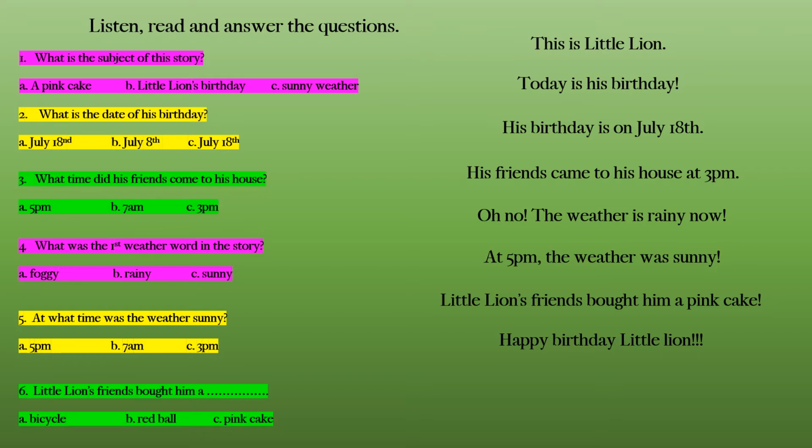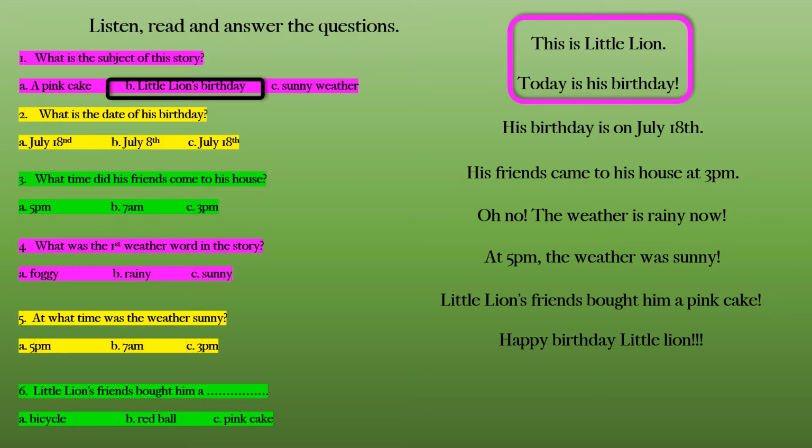Number 1, what is the subject of this story? Well, what is the subject? What are we talking about? The story is about Little Lion and his birthday. All of this story is about Little Lion's birthday. So the answer is B, Little Lion's birthday. That is the subject.